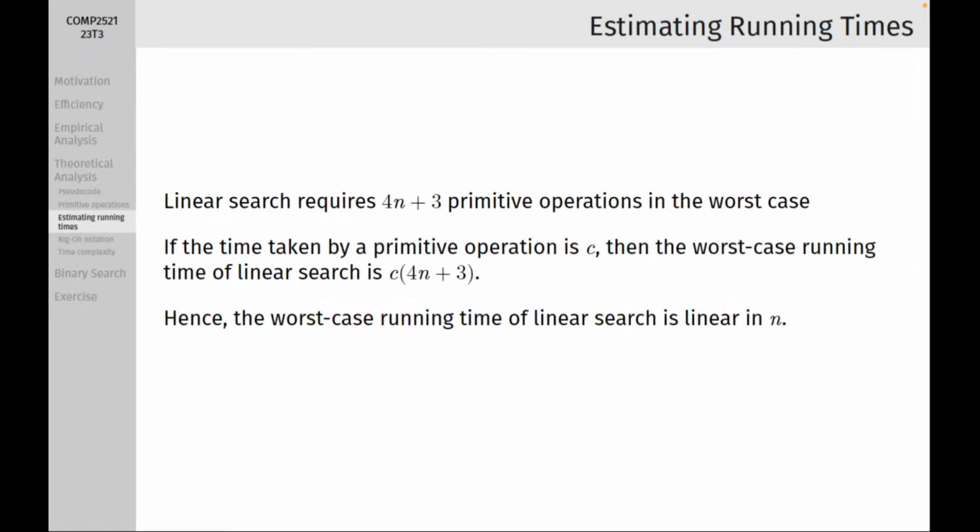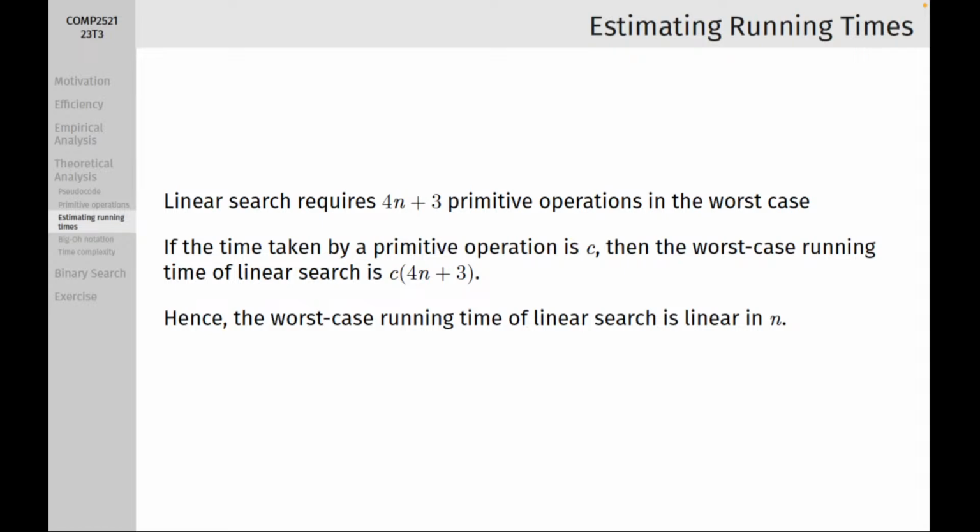Now what we want to move towards is simplifying this expression. For linear search, we came up with 4n plus 3 primitive operations. With a more complicated algorithm, we could have more terms and larger coefficients, something like 5n squared plus 10n plus 3. We want to simplify that to get something that characterizes how efficient the algorithm is in a simple way.